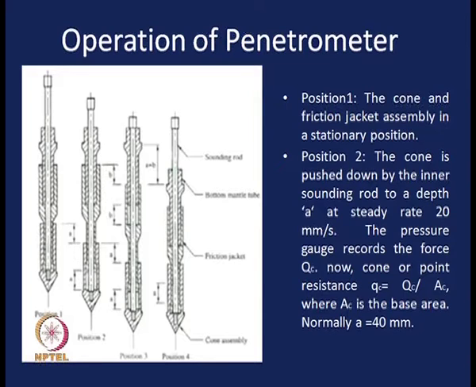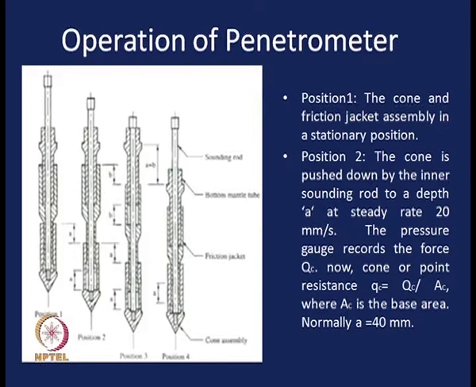This is the cone assembly and this is the friction jacket assembly, in the stationary position. Now, this is position 2, where the cone assembly is only pushed by the inner sounding rod at a rate of 20 millimeter per second. This pressure gauge records the force QC. Here only the cone assembly is pushed into the soil using the inner sounding rod, and the pressure gauge records the force QC. This QC is the resistance coming only due to the cone assembly.